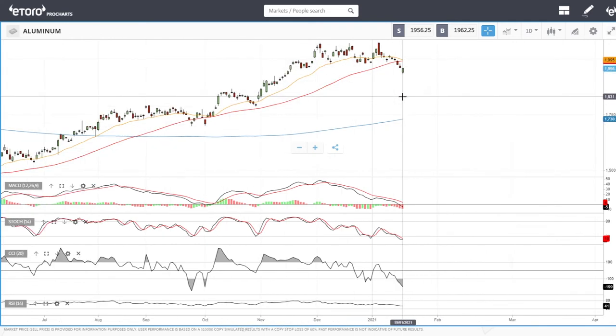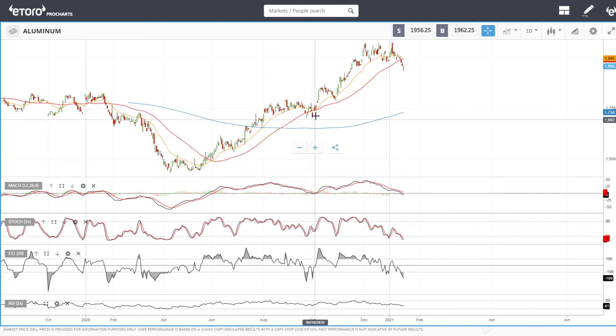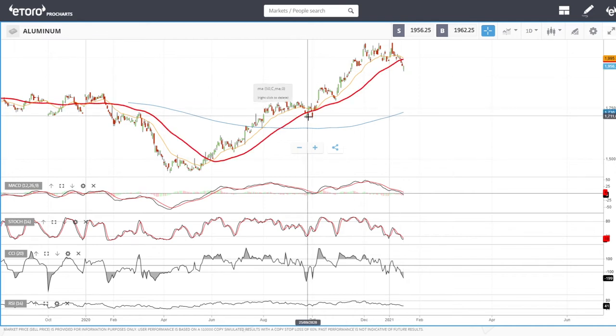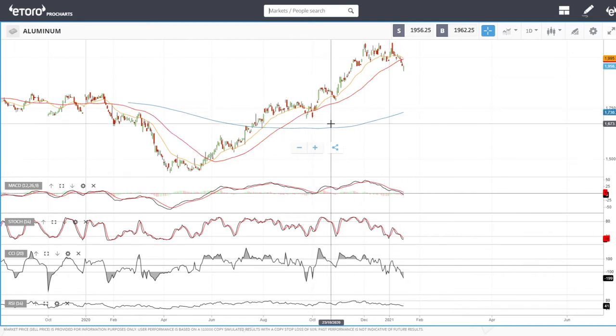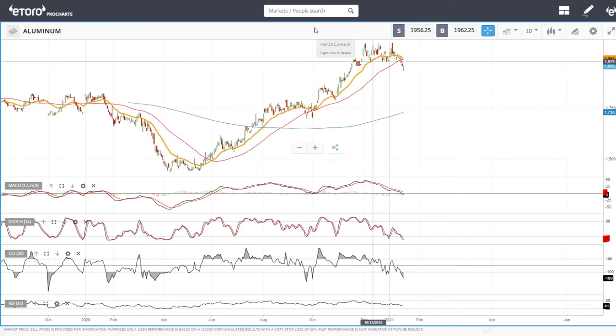So very interesting. We have tried this before. We were down here, but it did not break as far below the 50 moving average as it did back in the end of August. So at this point, we just wait and see what happens here. Rally up towards the 20. If that proves to be resistant, then it's possible to basically start shorting this.